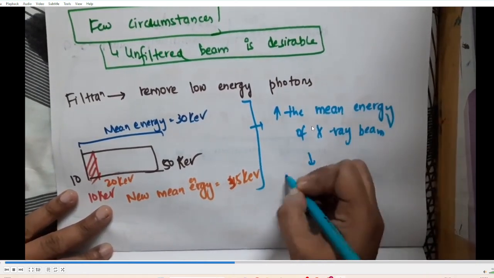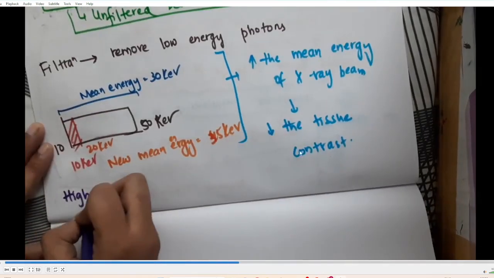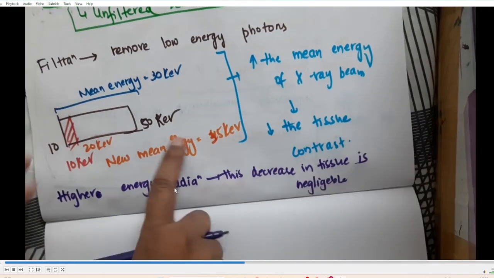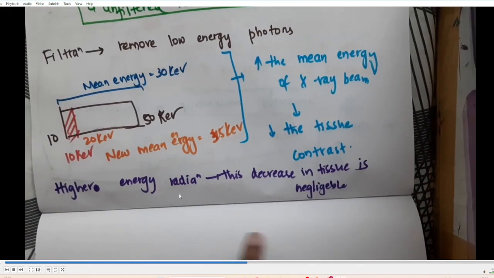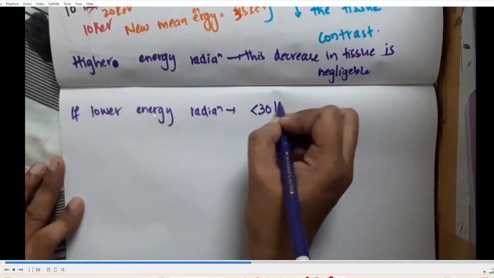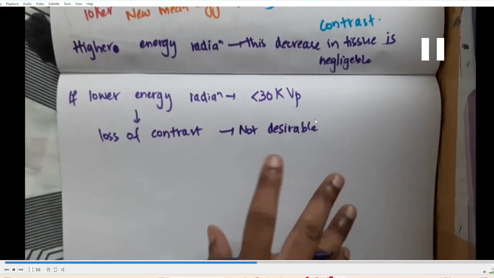An increase of mean energy of the X-ray beam decreases the tissue contrast. So because filtration increases the mean energy of the X-ray beam, it decreases the tissue contrast. This decrease is insignificant in the higher energy range. But with lower energy radiation under 30 kilo electron volts, the loss of contrast may be detrimental to the image quality. If lower energy radiation less than 30 kilovoltage peak is used, the loss of contrast is not desirable.